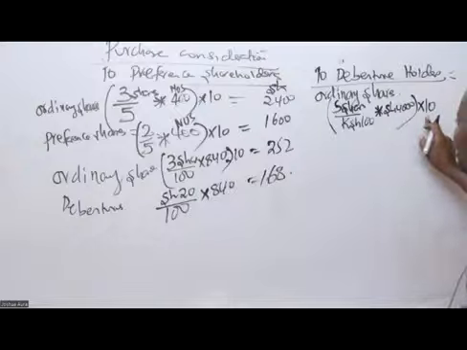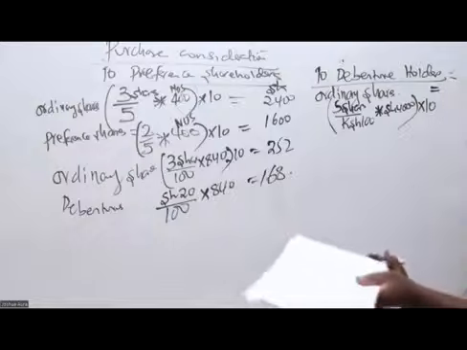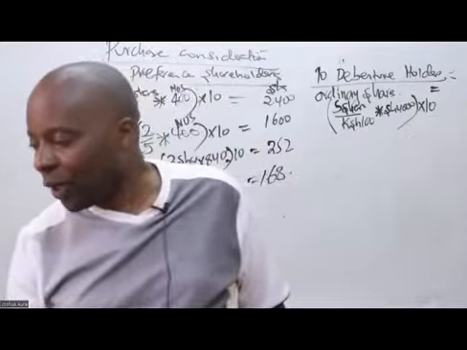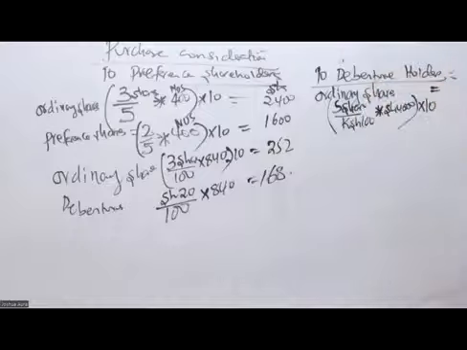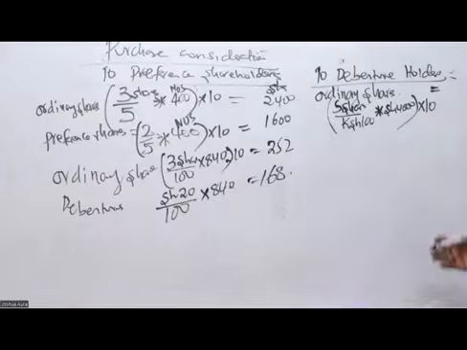So in terms of ordinary shares, what worth of ordinary shares are we giving these people? Kindly help me. What worth of ordinary shares are we giving these people? They're telling me it is 2,000, isn't it?